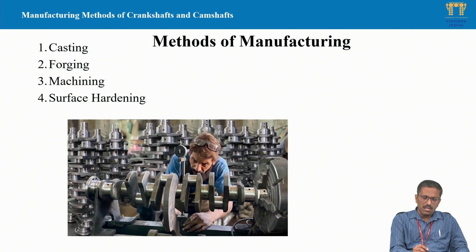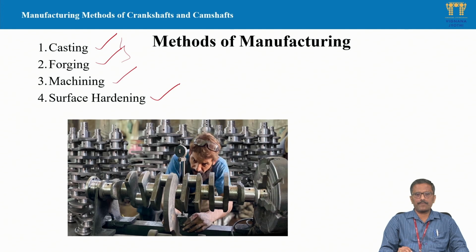Mostly these crankshafts and camshafts are manufactured with casting methods, and the next most used process is forging. After forging and casting, these components must undergo a machining process to get the required dimensions and surface finish, and then, to improve the mechanical properties, these components undergo surface hardening methods.